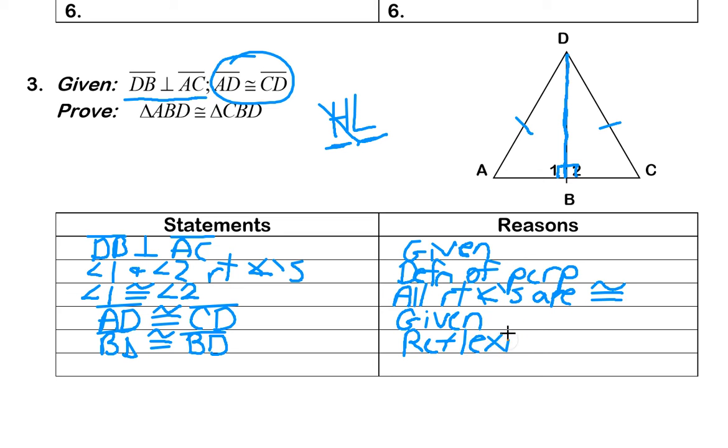Reflexive. And therefore, we proved everything we needed to. We can say the triangles are congruent because of HL. I'll let you write that last step there. You're just going to rewrite this statement right here.